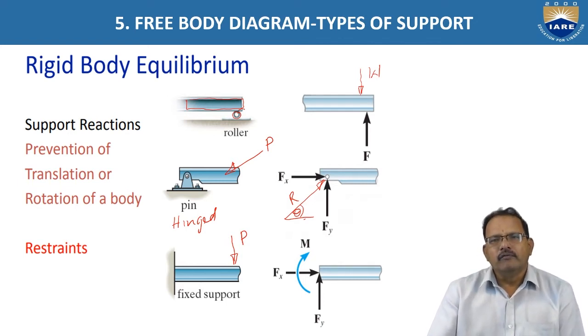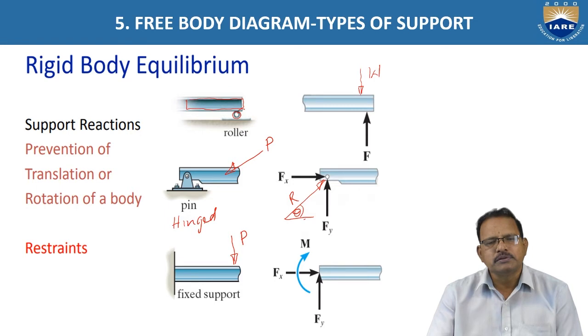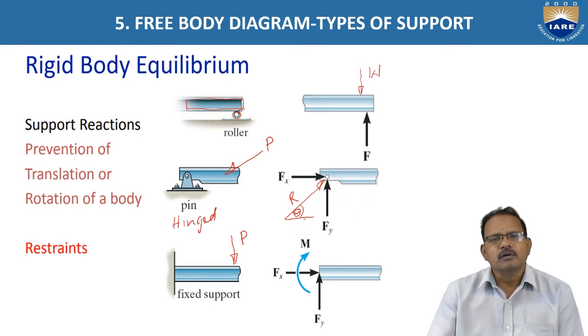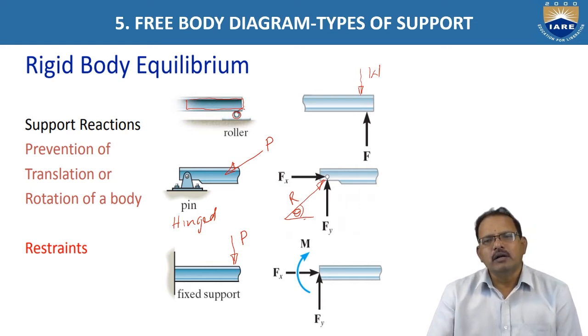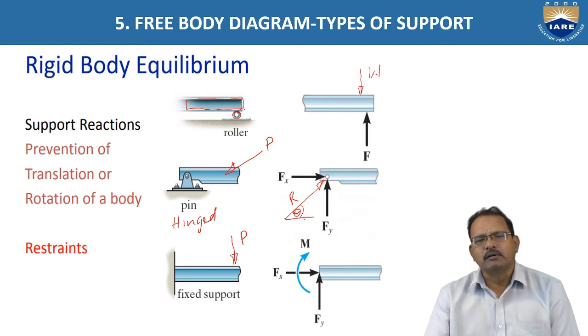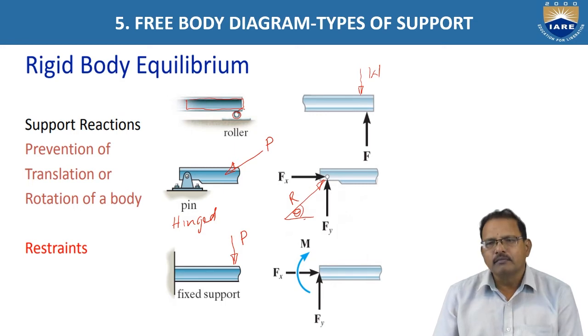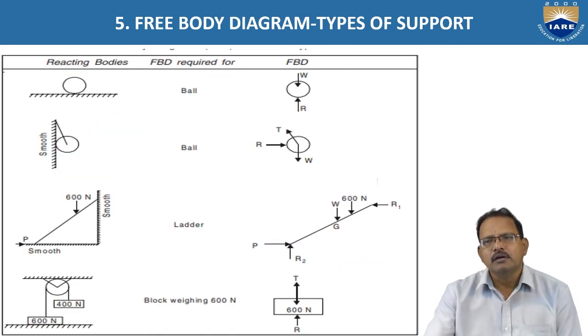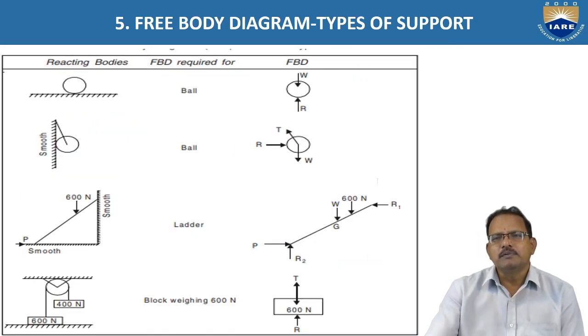So, when we analyze the forces, supports like roller, pin as well as fixed supports are replaced by the reactions which are offered by the support on the body. Then the body is treated as a free body diagram. Here I am taking some more examples.